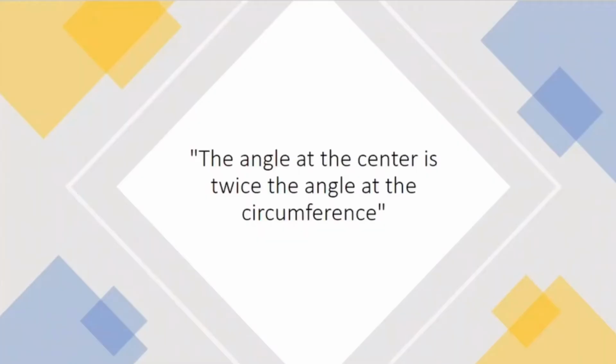Hi, I'm Lucy, and this is the first part of the Circle Theorems Explained series, where we look at the proof behind all your favourite theorems. Today we will be looking at the angle at the centre is twice the angle at the circumference.